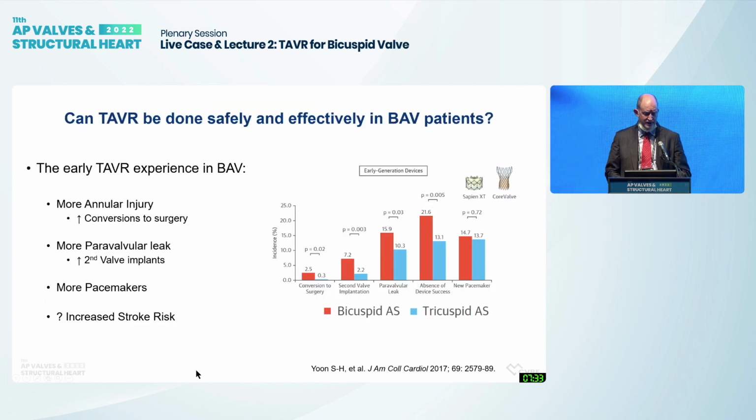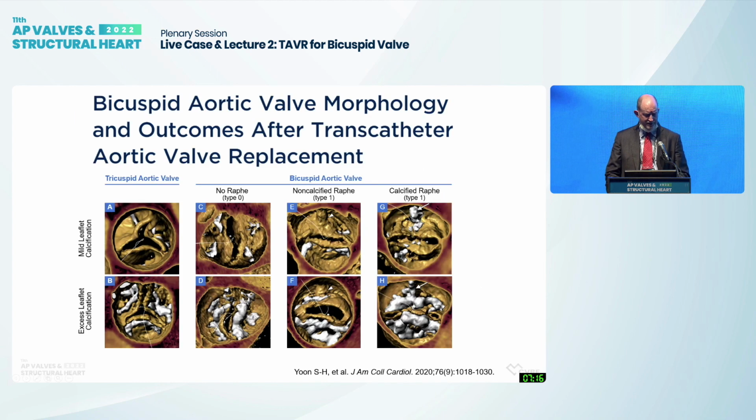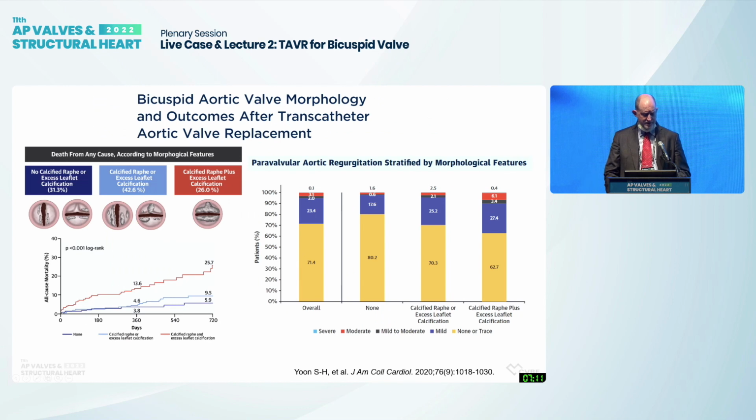What about TAVR? Is it safe? We know the early experience, as was touched upon, had some issues with the early devices: more annular injury, conversion to surgery, more leaks leading to second valve implants, more pacemakers, and signals of increased stroke. So the first generation devices were not perfect. Dr. Ahn touched on the different morphology and fused raphe and calcium patterns that directly correlate with mortality if you have two fused raphe that are calcified, and with the degree of paravalvular leak. So your calcium and raphe patterns do impact outcomes.